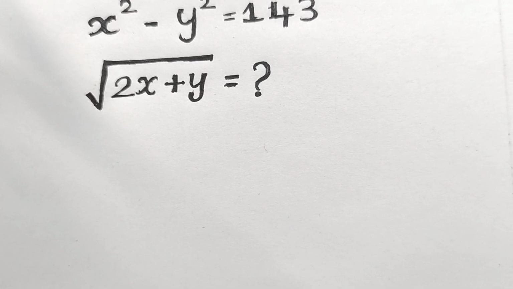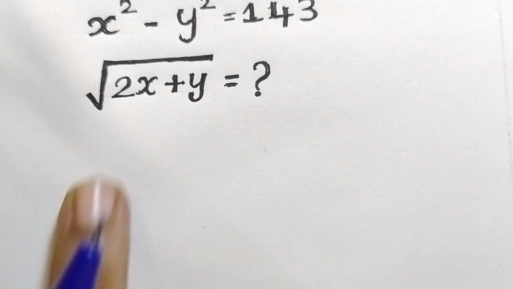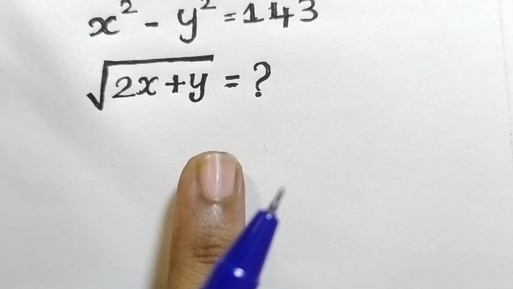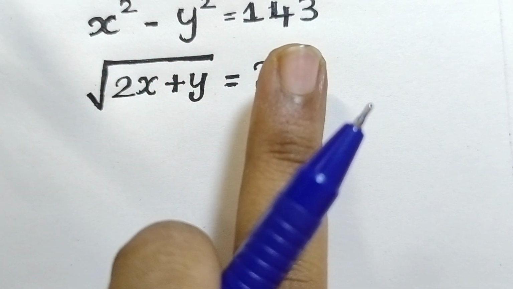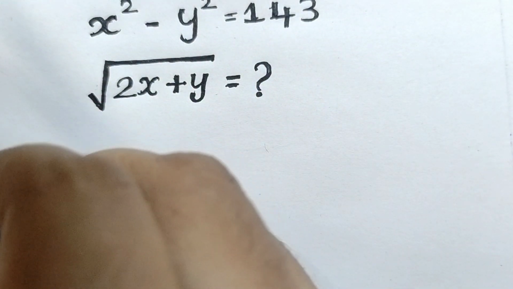In today's class, we are going to solve this problem and find the value for this. They have given a hint, that is x square minus y square is equal to 143. So let's begin with the solution.